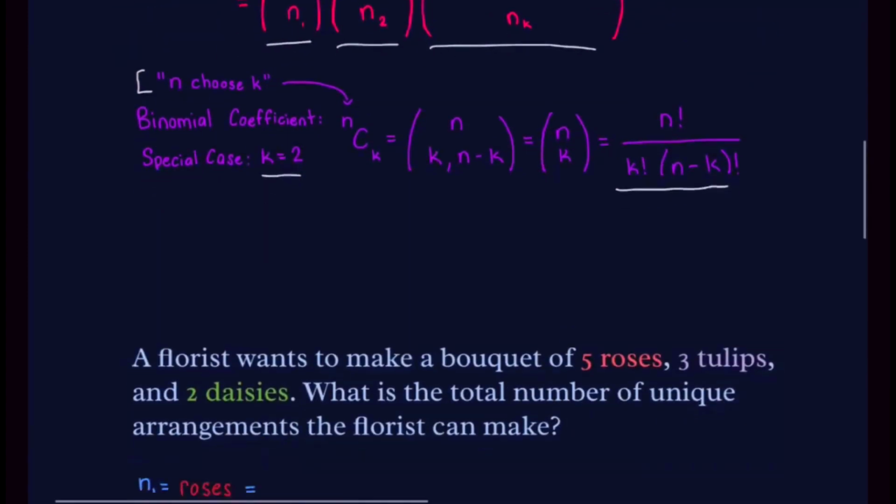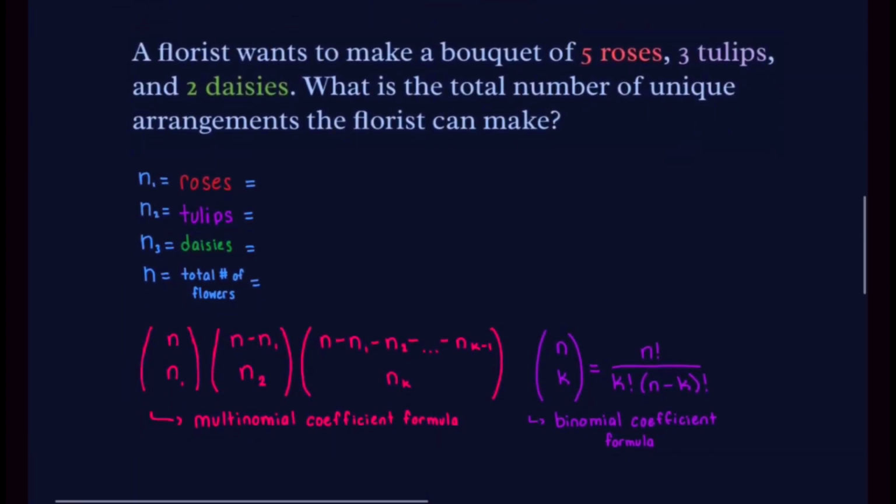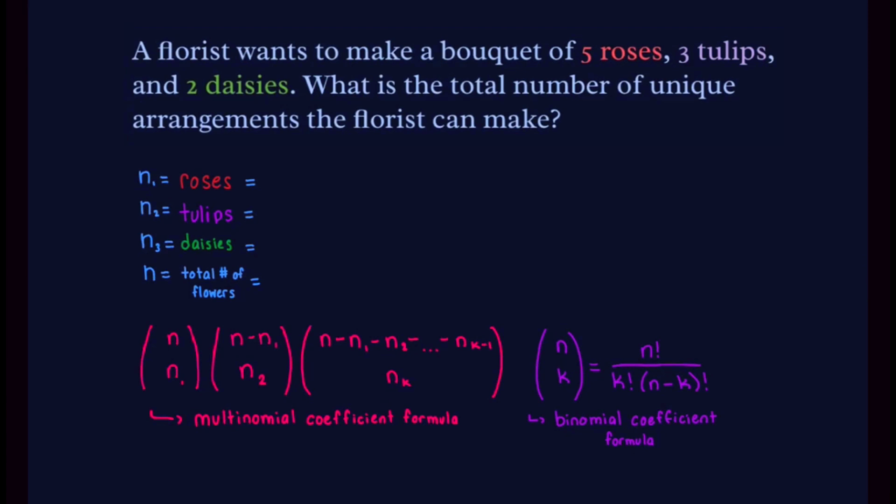Let's do an example. A florist wants to make a bouquet of 5 roses, 3 tulips, and 2 daisies. What is the total number of unique arrangements the florist can make? Now, our first step is to classify our givens and find n. So we have 5 roses, 3 tulips, and 2 daisies, and their sum is 10 total flowers.